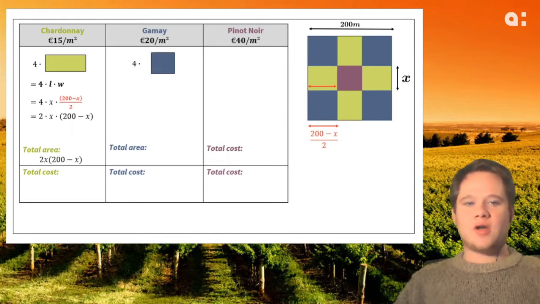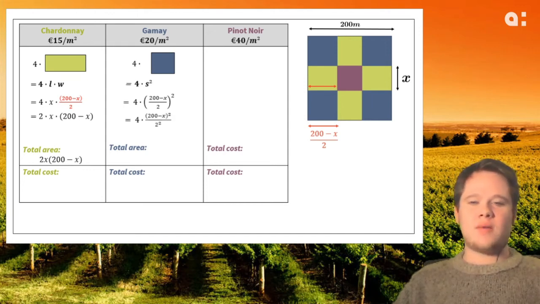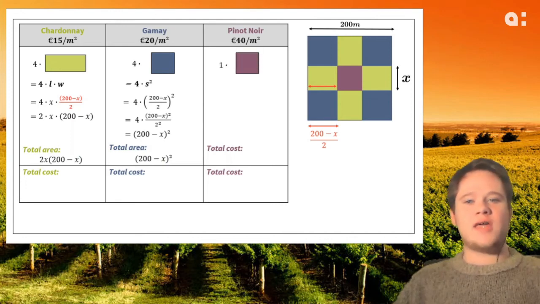The blue pieces are squares, so the area is equal to side squared. We know the length of the side from the previous calculations, so we can fill this in. The 4 that is in the front of the square can be dropped because we have in the denominator 2 squared. We have a total area of (200 minus x) squared. By logical reasoning, we know the purple piece is also a square, so the area is equal to x squared.